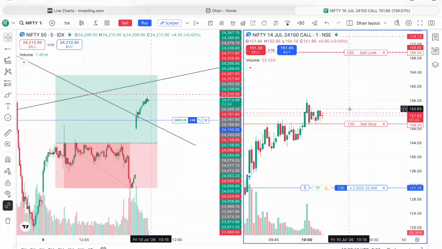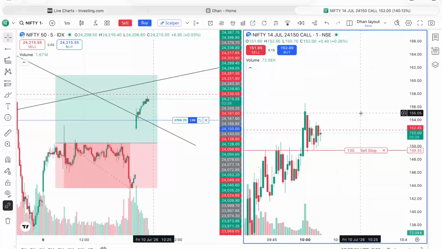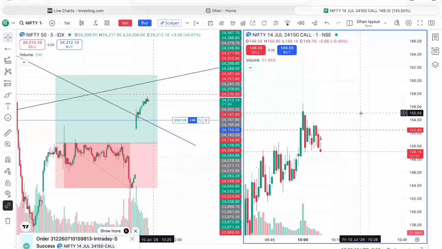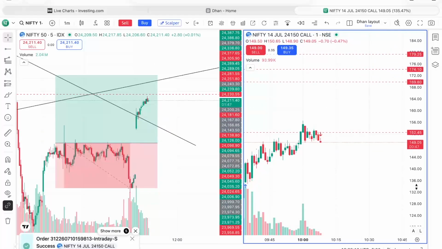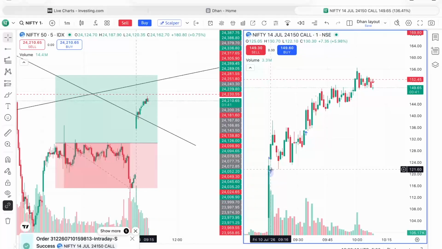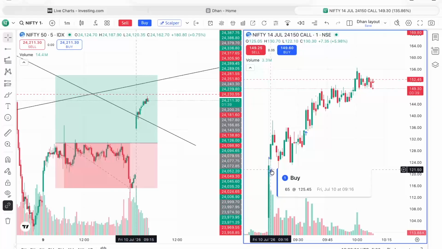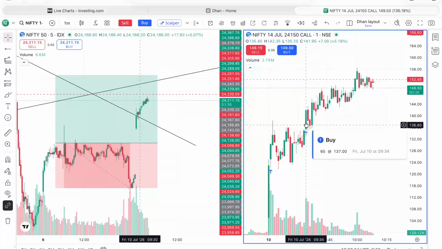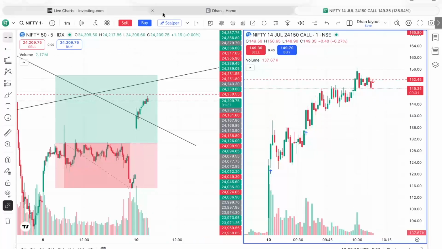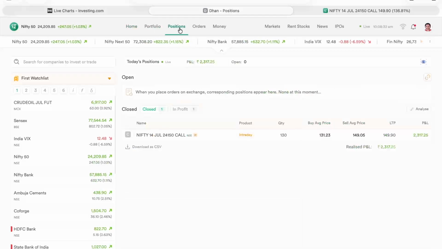But we know, right, trailing stop losses will hit. Let's see how it happened. Okay, it is done. So we entered our first lot here around 125, and I entered a second lot at 137, and we closed it around 149. So overall we made 2300 in this trade. That's a good trade.